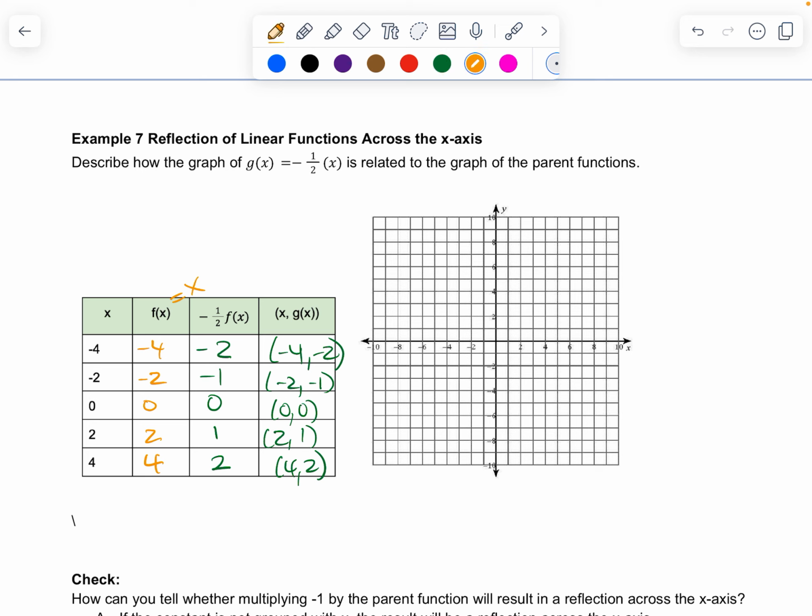Okay, again, this is the original parent graph. -4, -2. -2, -1. 0, 0, 2, 1, 4, 2. Okay, slope on this is 1/2.